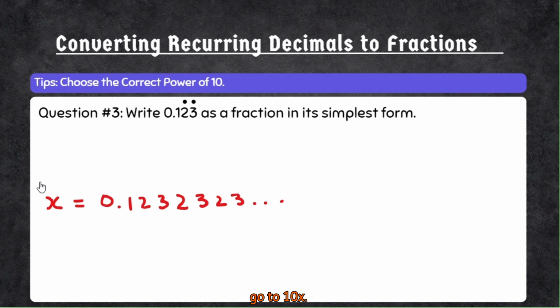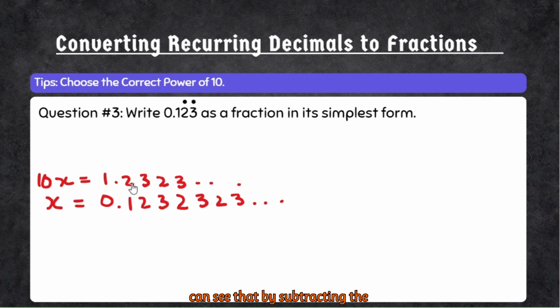Now let's go up by one step, so let's go to 10x. For 10x, we're going to move our decimal point one place further, so that would be after the 1. So our number would be 1.2323 and so on. However, you can see that by subtracting the digits after the decimal point in both the numbers, we do not get 0.